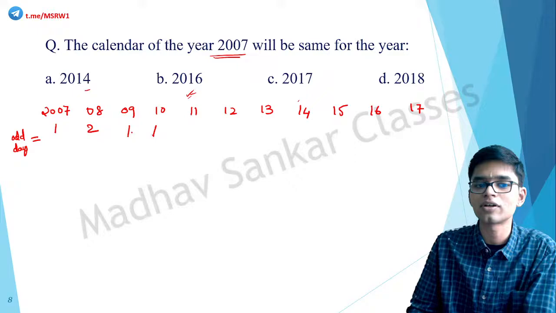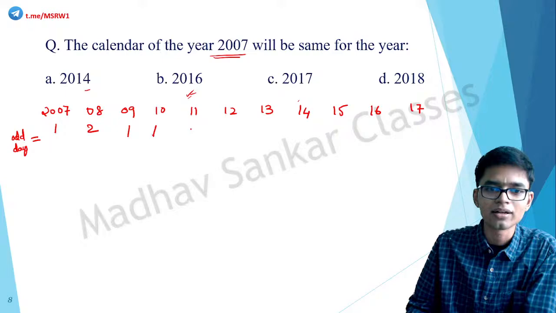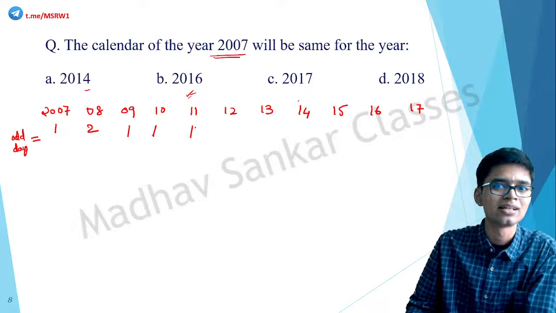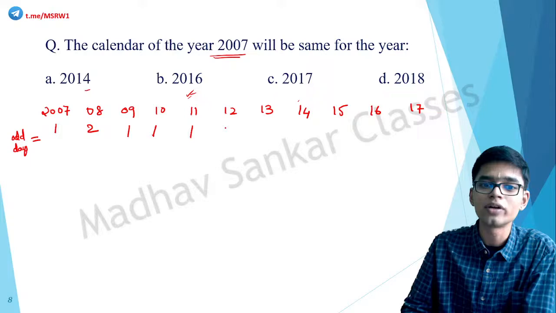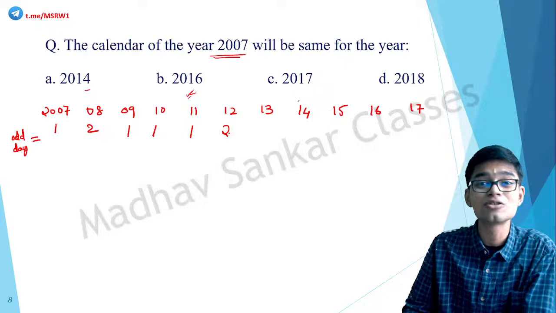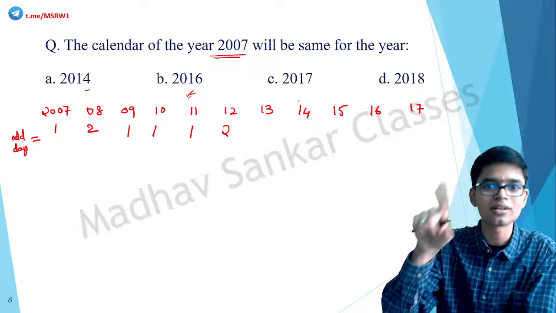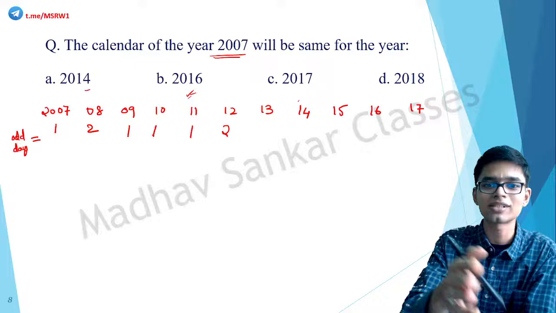2011, ordinary year, number of odd days 1. So 1 plus 2, 3 plus 1, 4 plus 1, 5 plus 1, 6. Still we have to continue. 2012 is a leap year, so the number of odd days is 2. So 1 plus 2, 3 plus 1, 4 plus 1, 5 plus 1, 6 plus 2, 8, which means we have 7 days gone and 1 extra day. So still it has not rounded to 0. If 2012 was an ordinary year, then yes, the 2013 calendar would be the same as the 2007 calendar. But that is not the case.